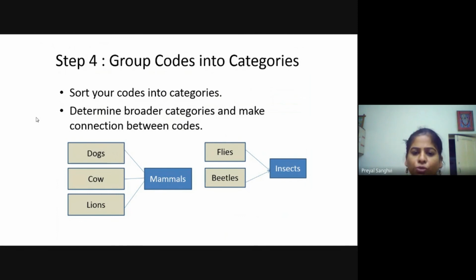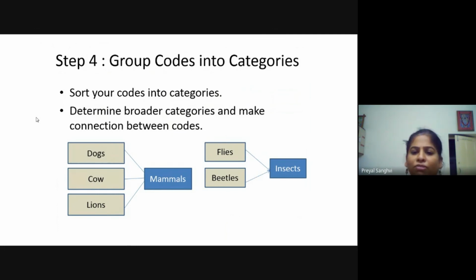What we are going to do here is put the same codes into categories. If we have data related to animals, and we have coded it like dog, cow, lion, flies, beetles, these are all different codes that we made. Now we are going to put them into categories. The dog, cow, and lions have similar characteristics, so we group them together and put them in one category, which is known as mammals.